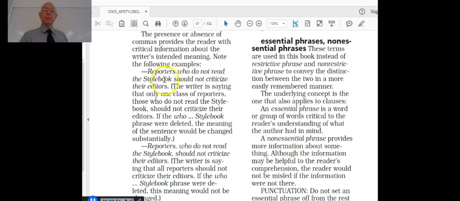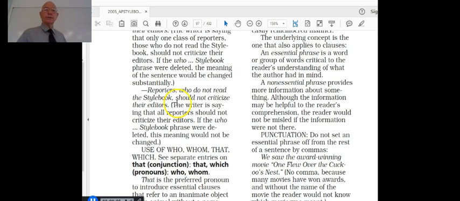Reporters who do not read the style book should not criticize their editors. Okay, so they're saying here that this is an essential clause. You would obviously, if you took out who do not read the style book, it would have a totally different meaning for that sentence. And so it's not set off by commas. Obviously to take out that clause, who do not read the style book, would, as I said, totally change the sentence. It would be almost not understandable. Down here then, the non-essential: Reporters, who do not read the style book, set off by commas, should not criticize their editors.